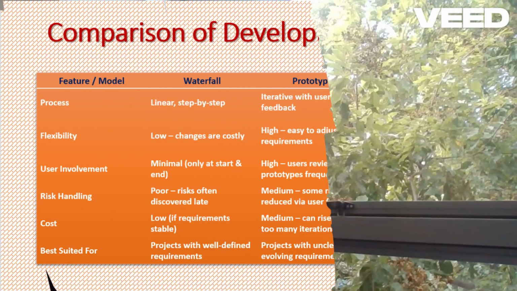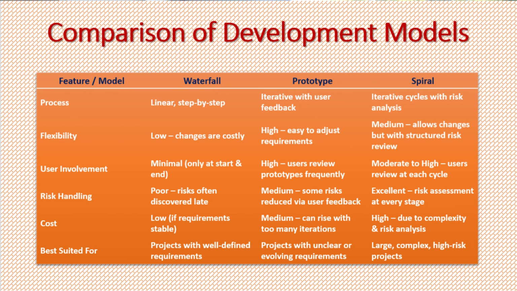Now let's compare these three. Waterfall: it's linear, structured, good for well-defined projects, cheap if requirements are stable, but rigid. Prototyping is flexible, user-focused, great when requirements are unclear, but can lead to scope creep if not managed properly. Spiral, on the other hand, combines structure and flexibility, adds strong risk management, but it's costly and requires skilled teams.